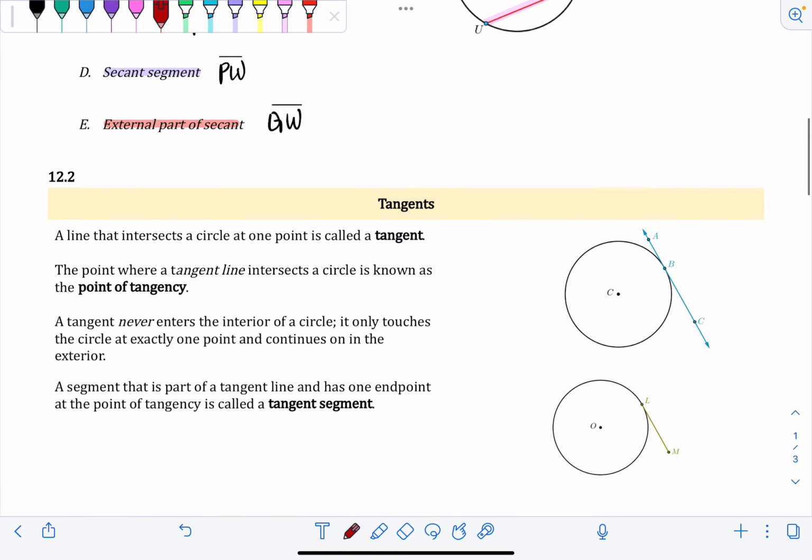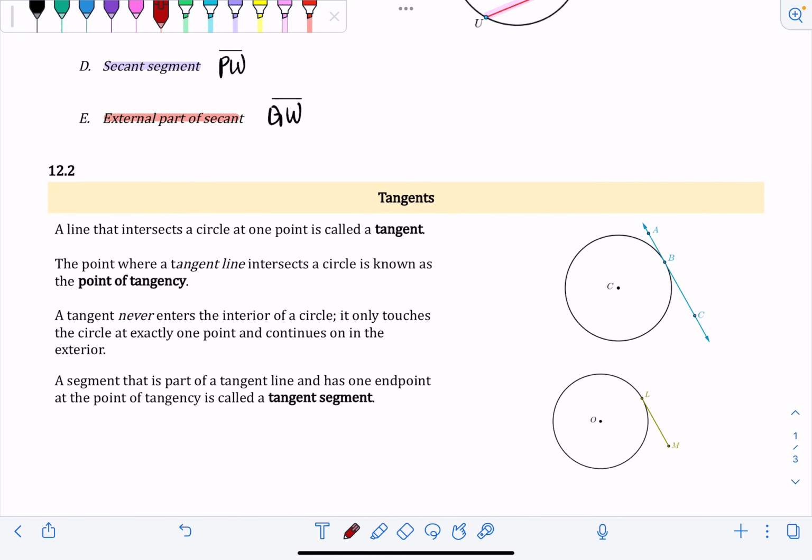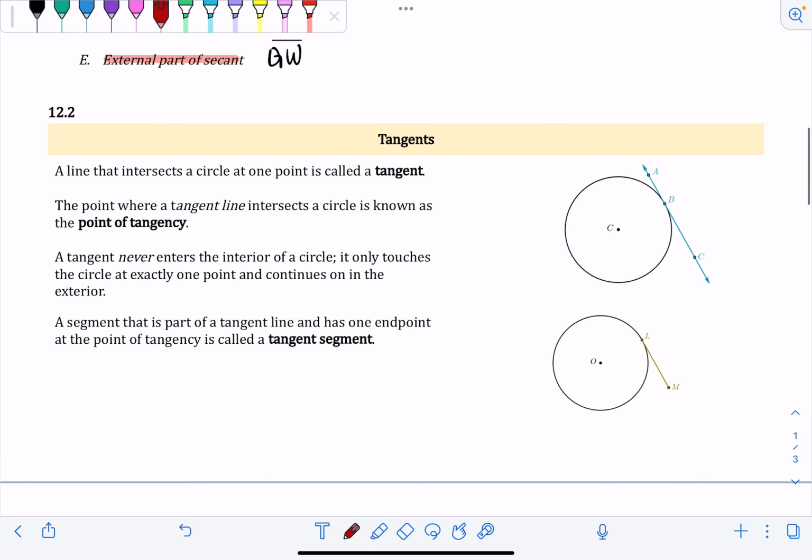Okay, 12.2, this one is called tangents, which is just another line that has to do with circles. So starting at the top of this section, a line that intersects a circle at one point is called a tangent. A secant is 2 points and a tangent is 1 point, and that difference is important. The point where a tangent line intersects with a circle is known as the point of tangency.